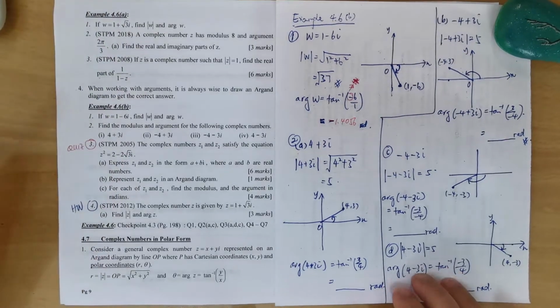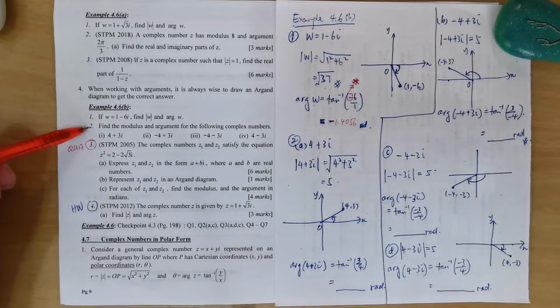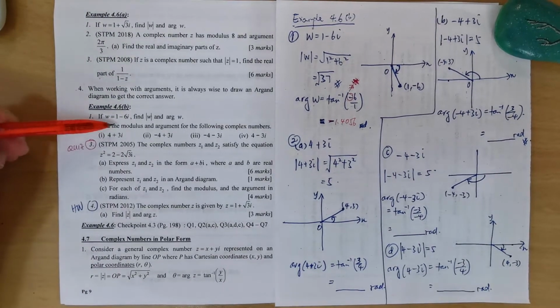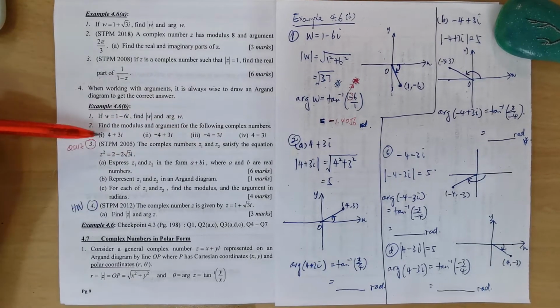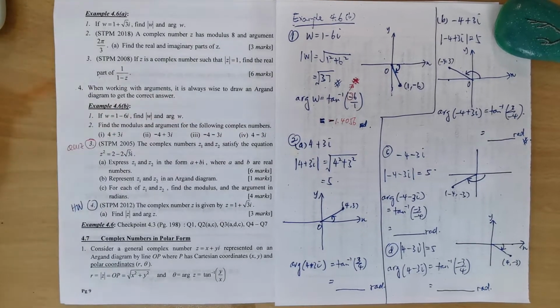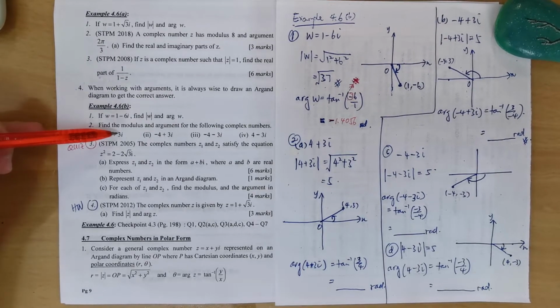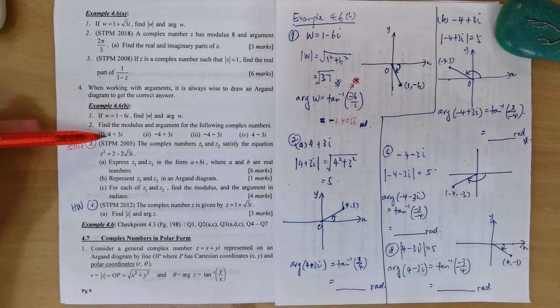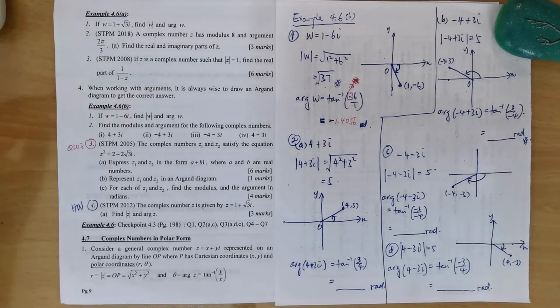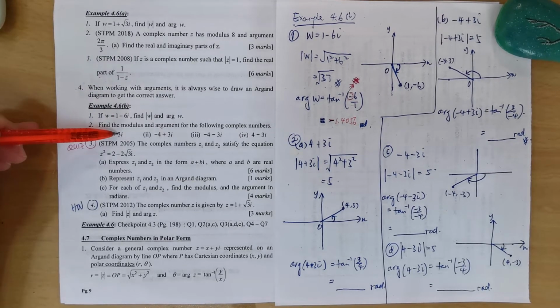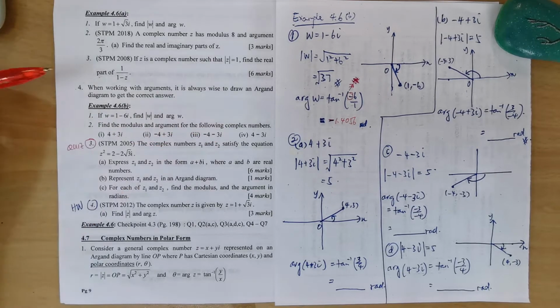Okay, let's look at one more question. Question 2: find the modulus and argument for the following complex numbers. I have given you four different complex numbers, but you see the digits are actually the same. Only the positive and negative signs are different. X is 4, Y is 3. 4, 3, 4, 3.